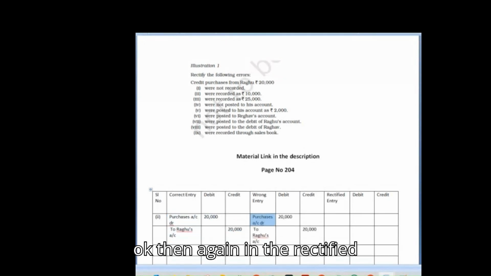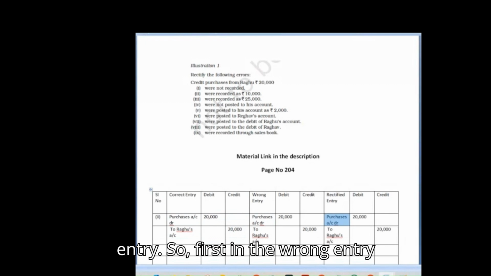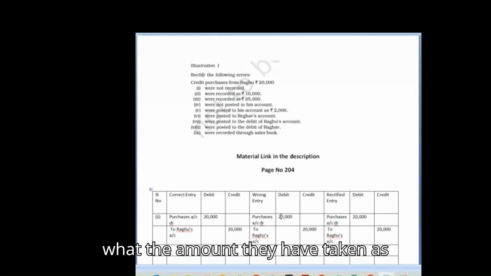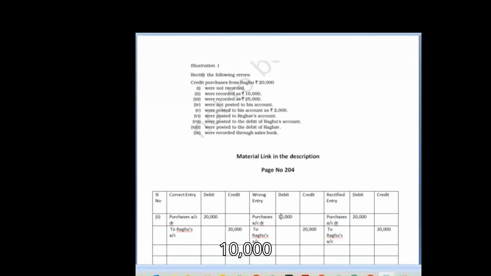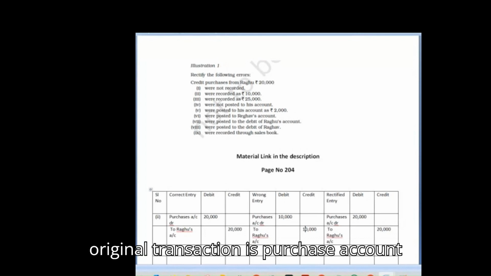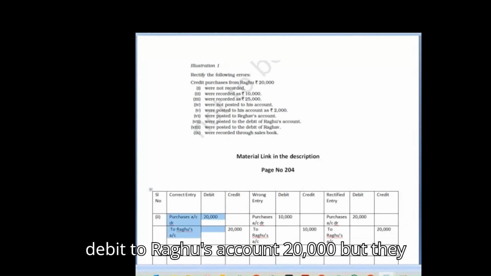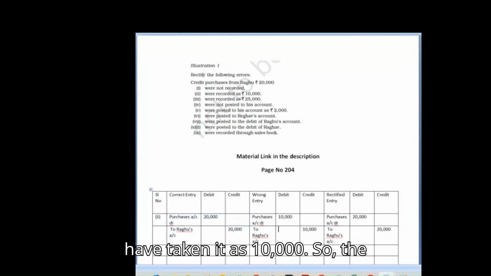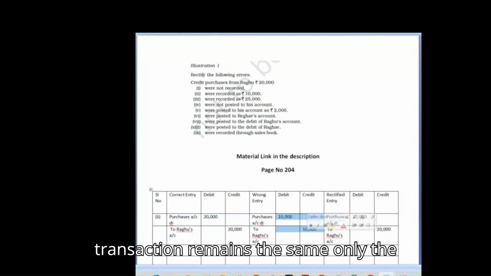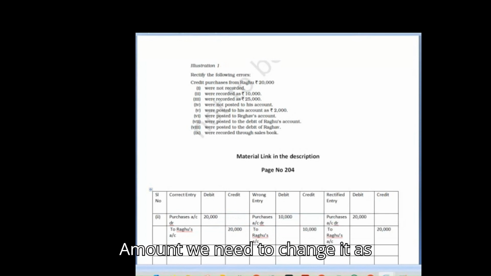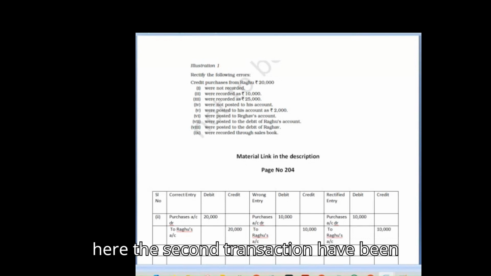Then again in the rectified entry. First, in the wrong entry, the amount they have taken is 10,000. So how can you rectify? The original transaction is purchases account debit to Raghu's account 20,000, but they have taken it as 10,000. So the transaction remains the same, only the amount we need to change to 10,000. So here the second transaction has been rectified.